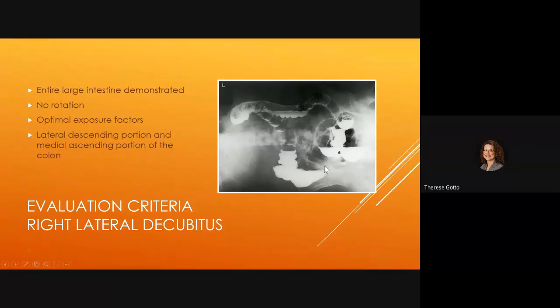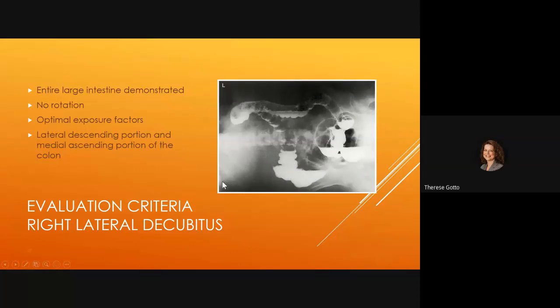So now we're going to be able to visualize the medial aspect here of the ascending, and then the lateral aspect here of the descending. This is your splenic flexure, your descending, your sigmoid. And then you've got your ascending. Something's going on here. This is really dilated. Air barium levels. Here's your transverse portion.